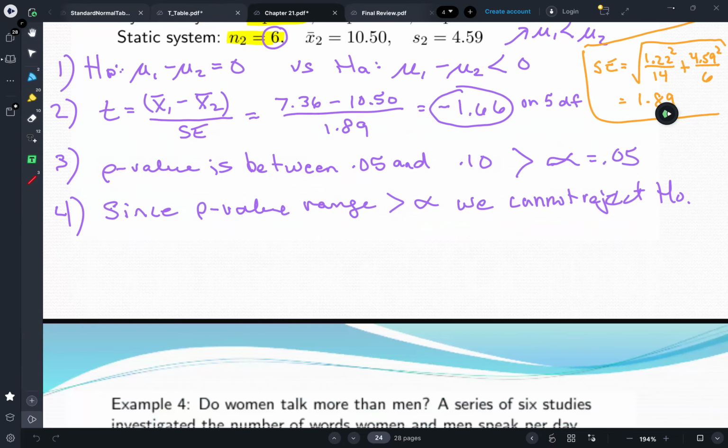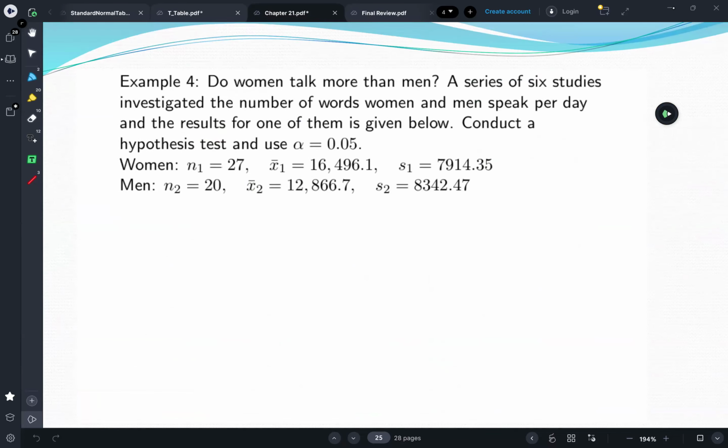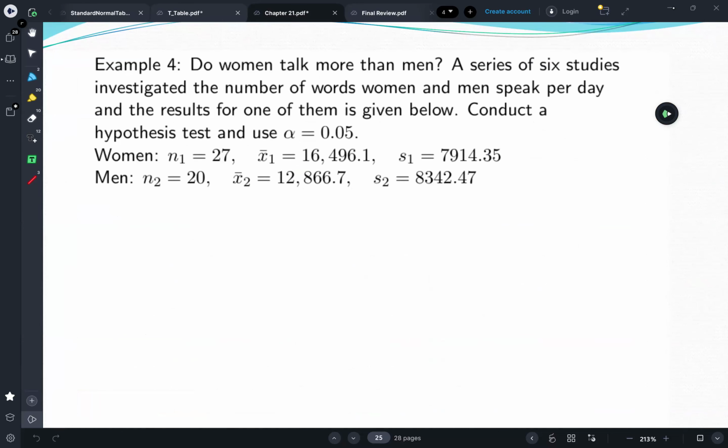And we have one more question. We'll conclude with this one, and then we'll take a break and come back for the final exam review. So do we need to do a test for this? Do women talk more than men? So they actually do studies on this.